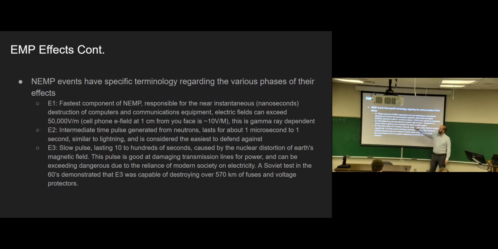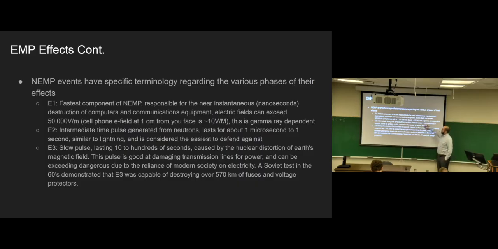And here's where we start getting to some numbers. These fields can easily exceed 50,000 volts per meter everywhere around you at once. You could be hundreds of miles from the EMP, and you're still seeing 50,000 volts per meter. A cell phone, 1 centimeter from your face, is 10 volts per meter. And if it was many hundreds of miles away, it would be nothing. So the magnitudes here at play are really ridiculous, and let's just be happy no one likes to drop nukes willy-nilly, because can't really do anything about that.